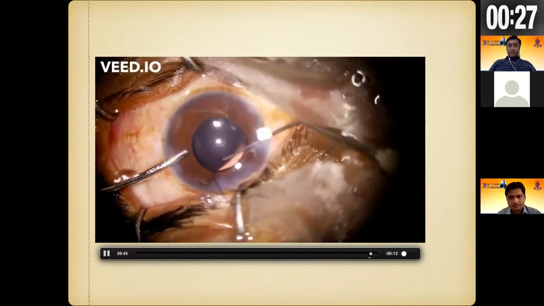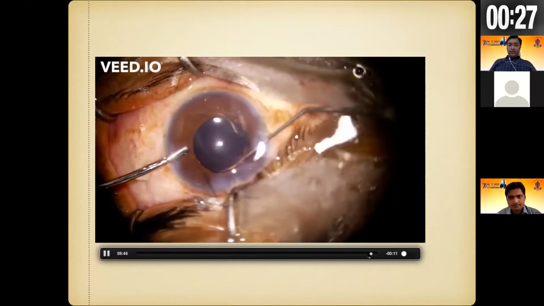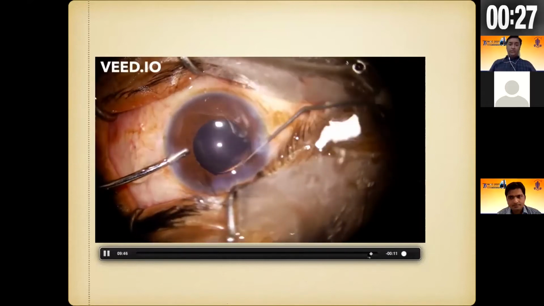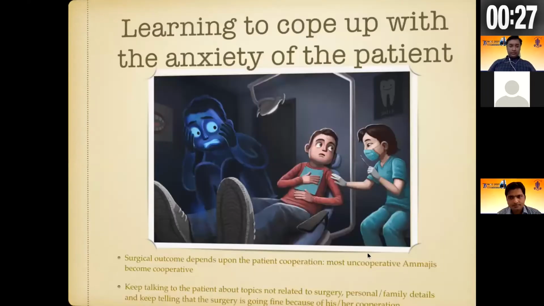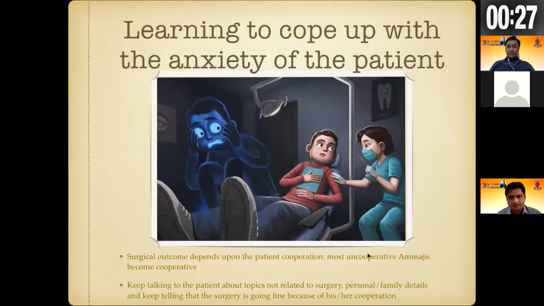So this was my first case, and believe me, the first case will be a problem for you, but you start doing it. Surgical outcome depends on patient cooperation. The most uncooperative amma becomes cooperative just by talking to her. Keep talking to the patient about topics not related to surgery, as Mohit sir already told us.